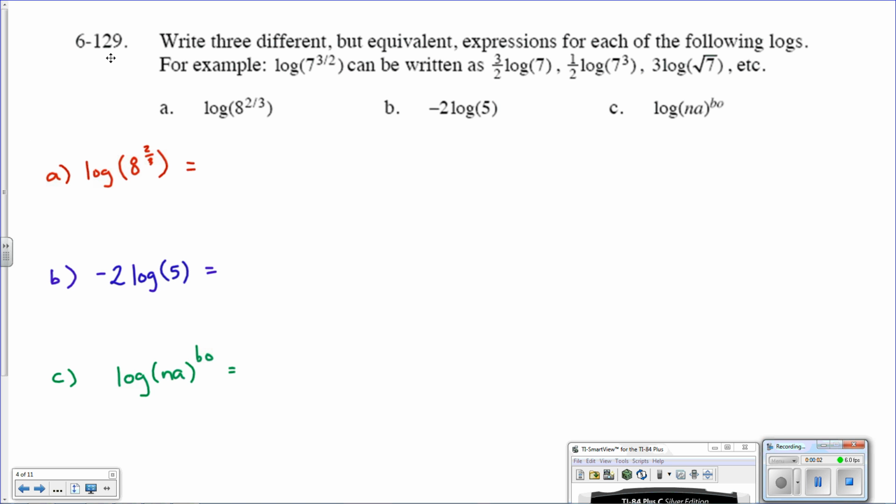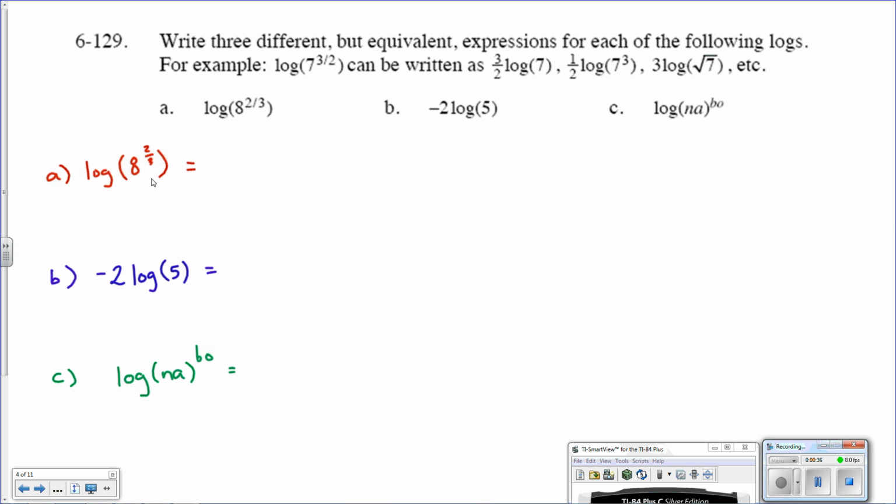Problem 6-129. Write three different but equivalent expressions for each of the following logs. For example, log of 7 to the power of 3 halves can be written as 3 halves times the log of 7. Or it can be written as 1/2 times the log of 7 to the 3rd power, or 3 times the log of the square root of 7. All of those would be considered equivalent. So we're going to write three different for each of these.